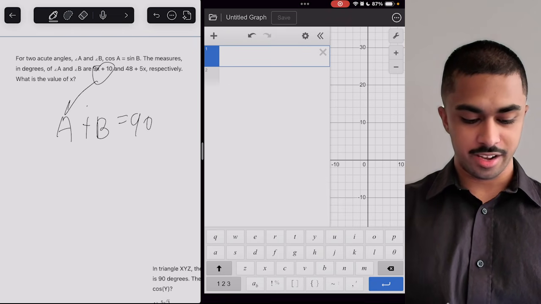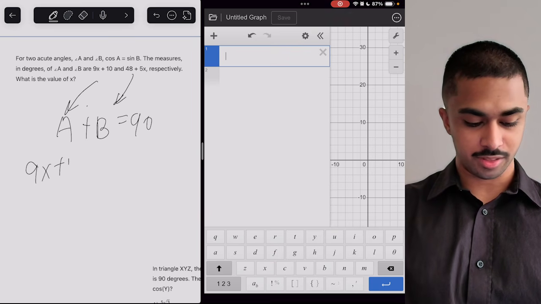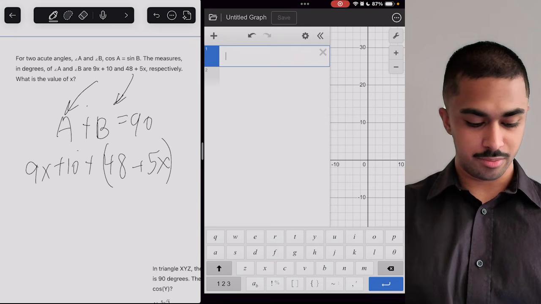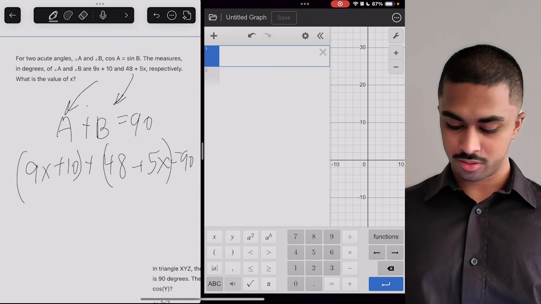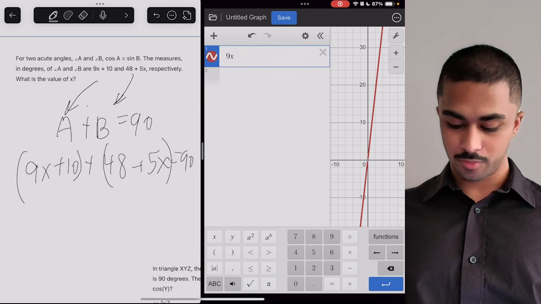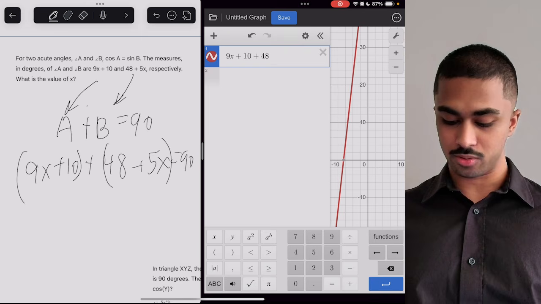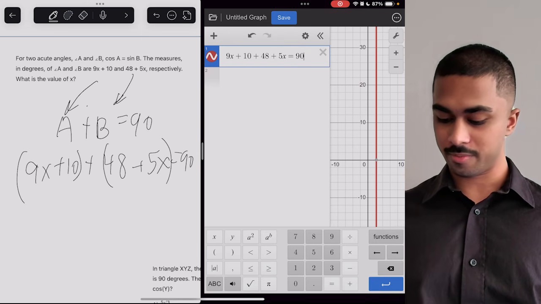And since this is A, this is B, what we can do is 9x plus 10 plus 48 plus 5x, because this is A and B, equals 90. We can put all of this into Desmos because it's one variable. Whenever you have an equation with one variable, put it into Desmos. Do not do it by hand. You get a calculator on the test, so use it.